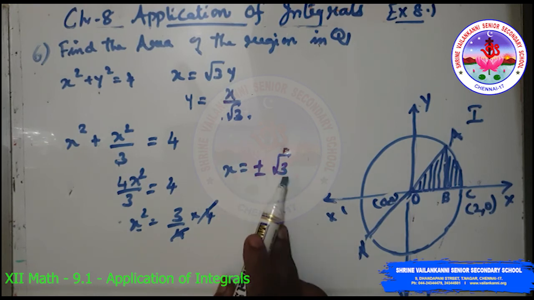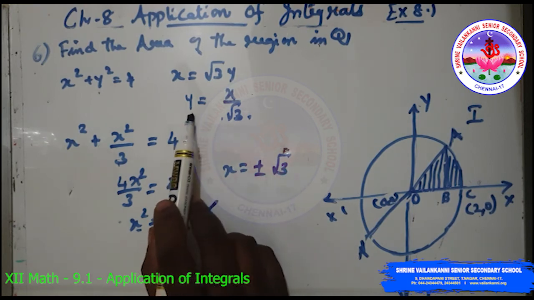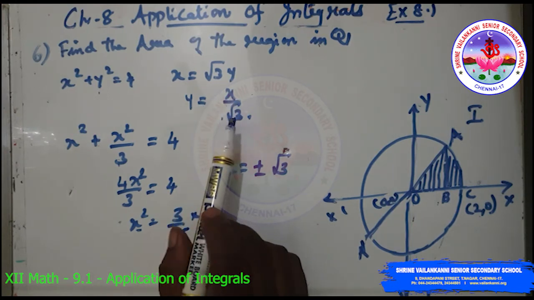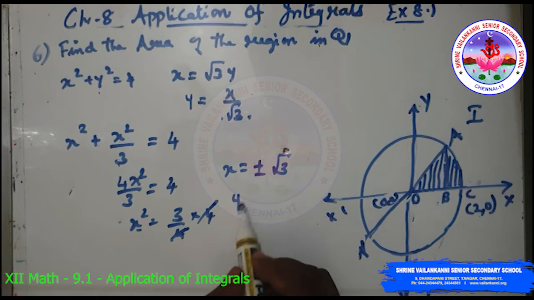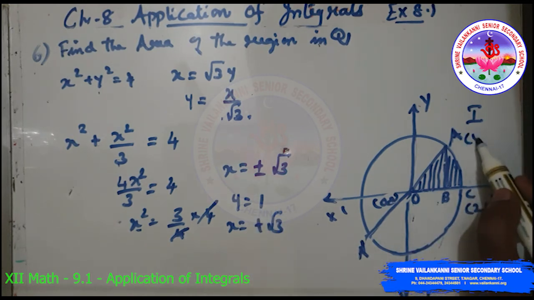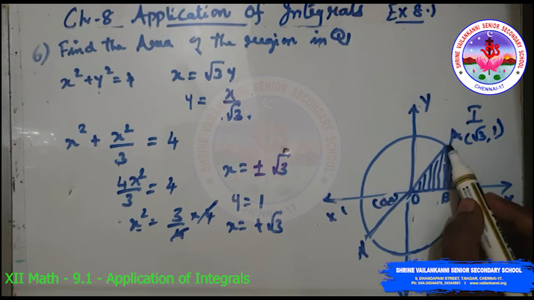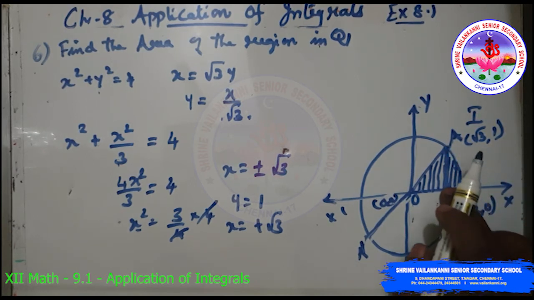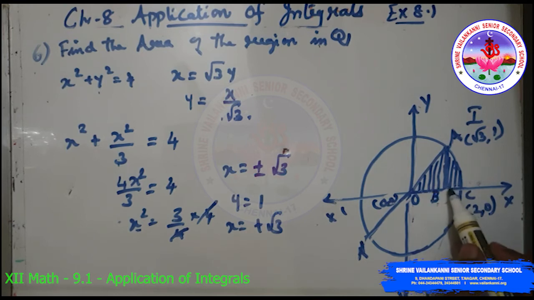So when x is plus or minus root 3, y equals root 3 by root 3, which is 1. So y equal to 1. So when x is plus root 3, the point of intersection is root 3, 1. So this point. Dropping this perpendicular, we write this point as root 3, 0. So this point is root 3, 0.